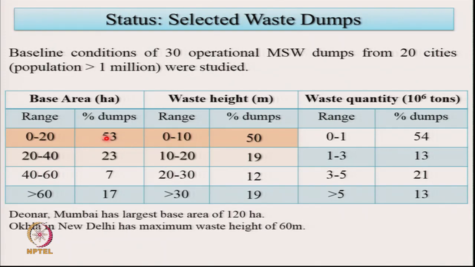What kind of heights? Most of the dumps are 0 to 10 meters. Okay? Many are up to 20 meters. Some are up to 30 meters, and we have even above 30 meters. So in terms of area, the largest waste dump is Deonar at Bombay, which is 120 hectares. Not bad. 100 football fields put together.